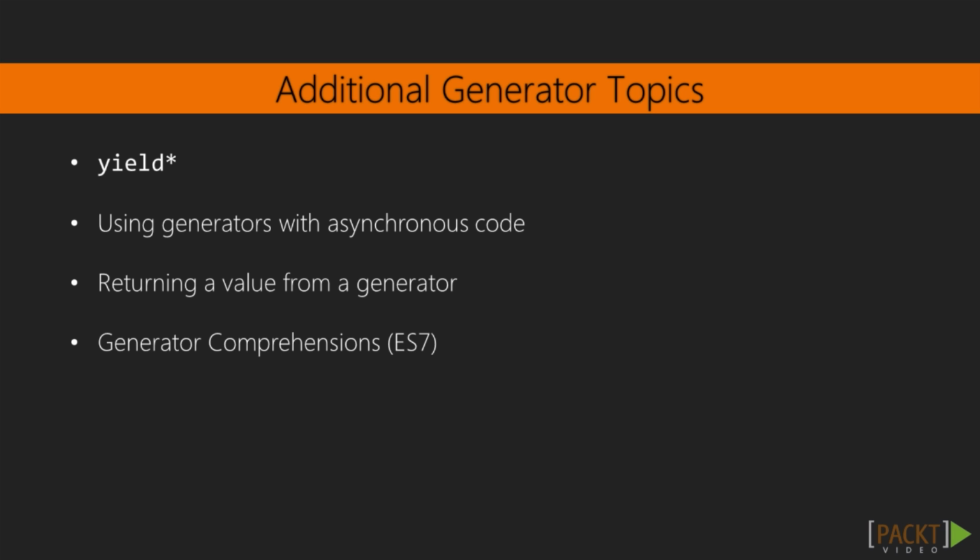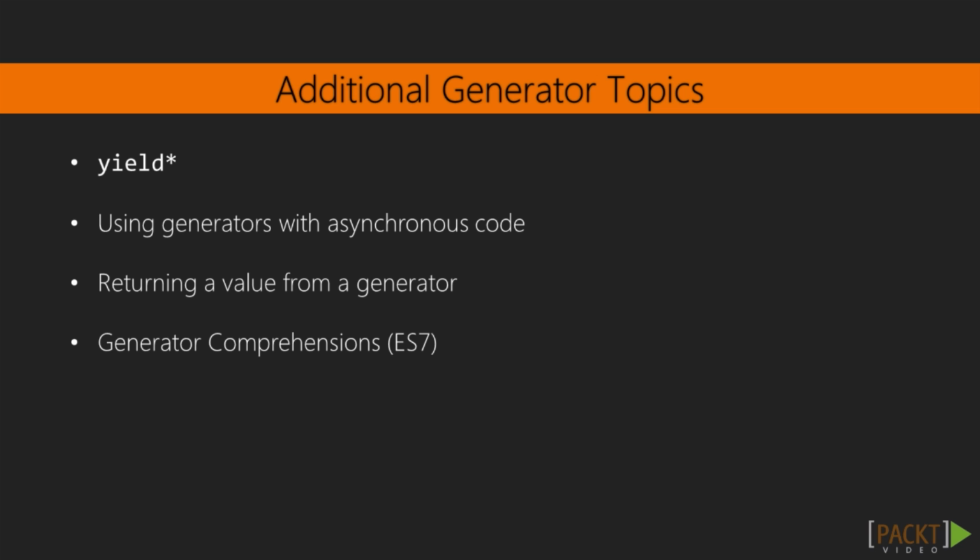There's a lot more that you can do with generators that we haven't talked about. A few additional topics that you can look into are using yield star to yield items from another generator within a generator, using generators with asynchronous code, which is assisted by a topic in a future video that is async and await, returning a value from a generator, and finally using generator comprehensions. Generator comprehensions aren't fully supported by TypeScript yet, but it's a cool feature coming to ES7 that will eventually make its way to TypeScript.